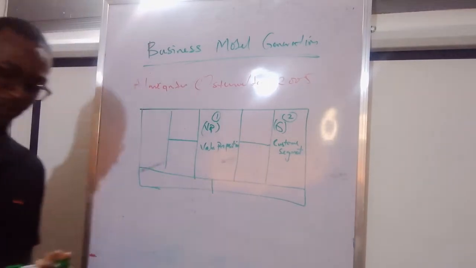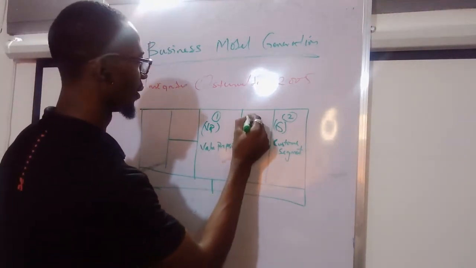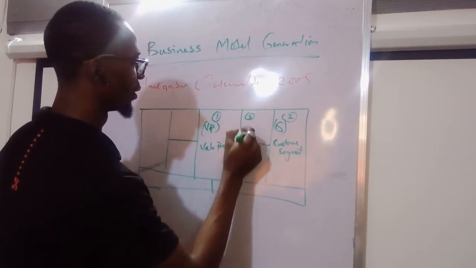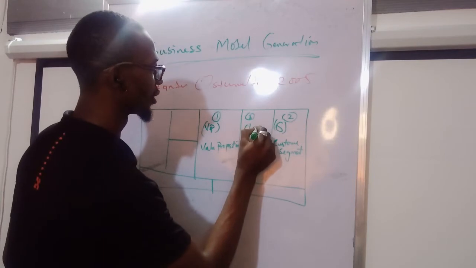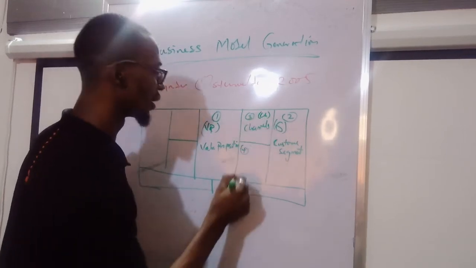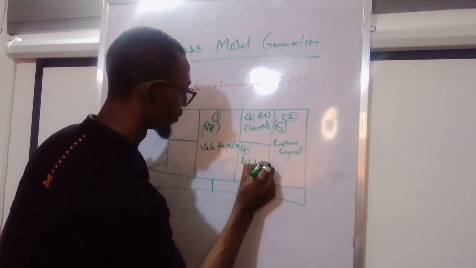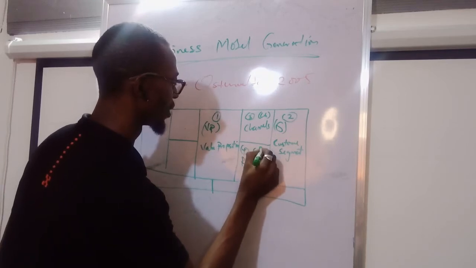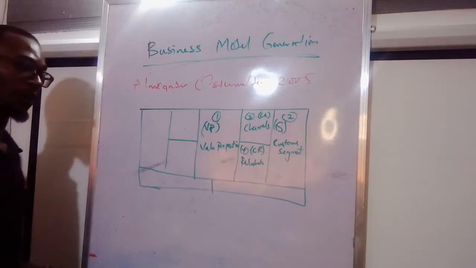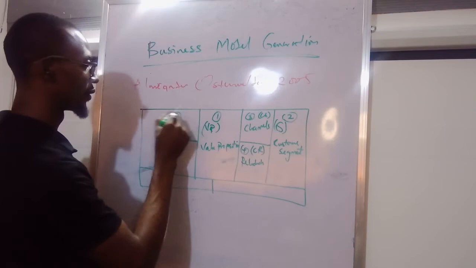Then we have others. Let me tell you what they are. Then we have 1, 2, 3, we have 4. 3 is the channels, in brackets, we call that CH. 4 is the relationship, we call it CR. Together, are we still together? So we have number 3 is what? Channels.